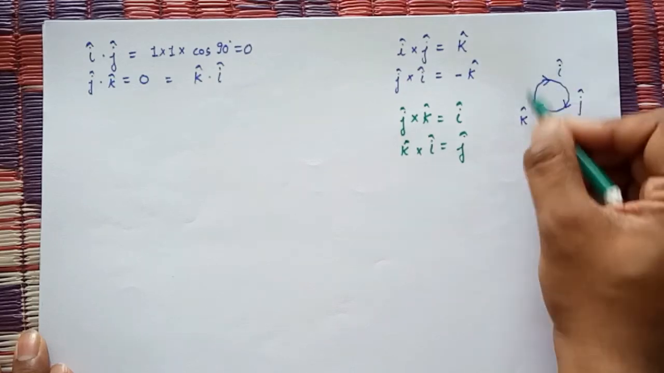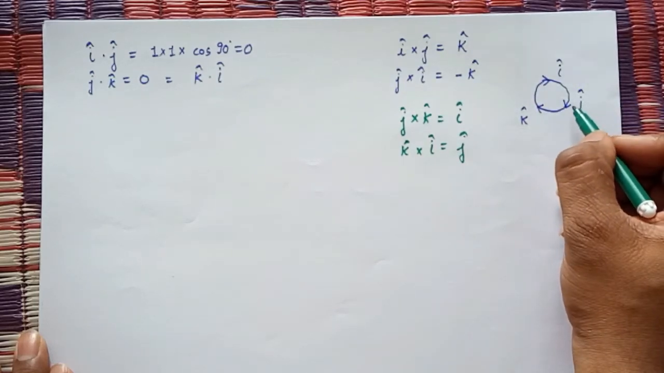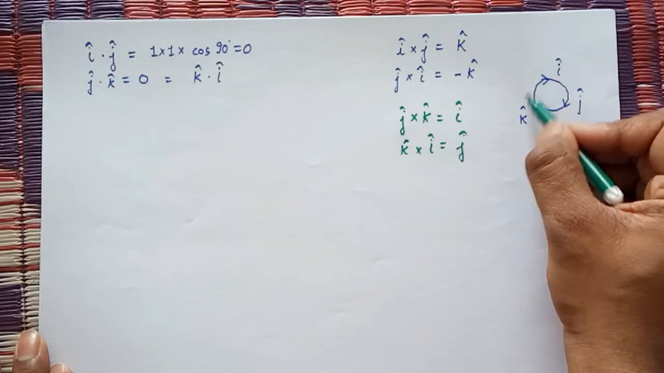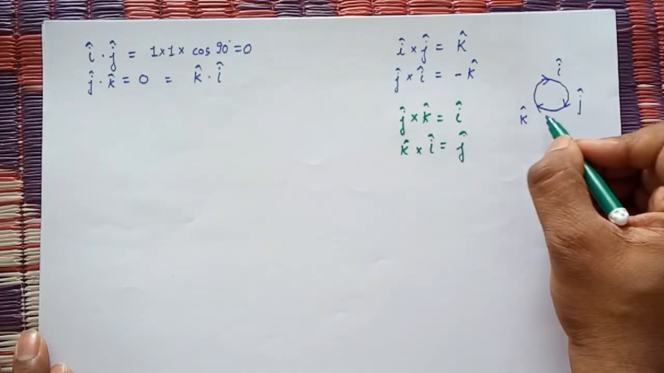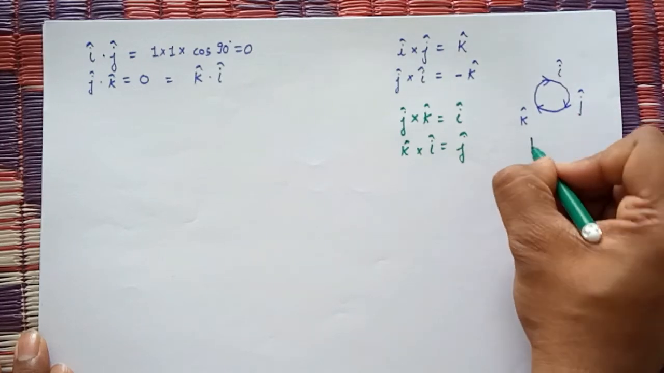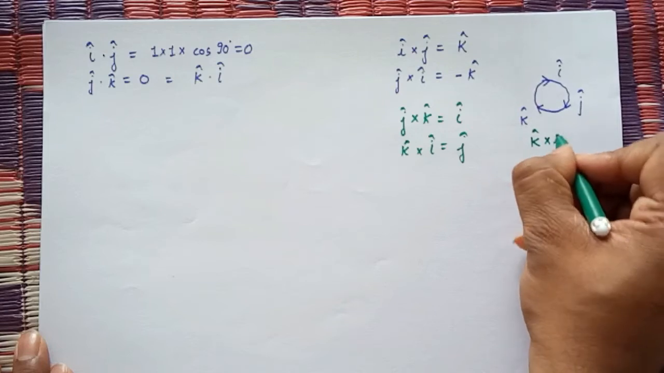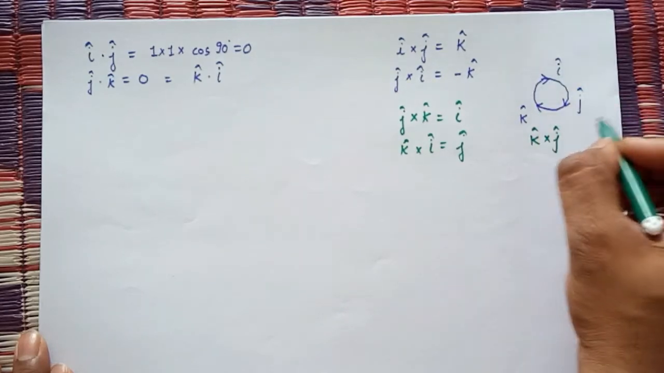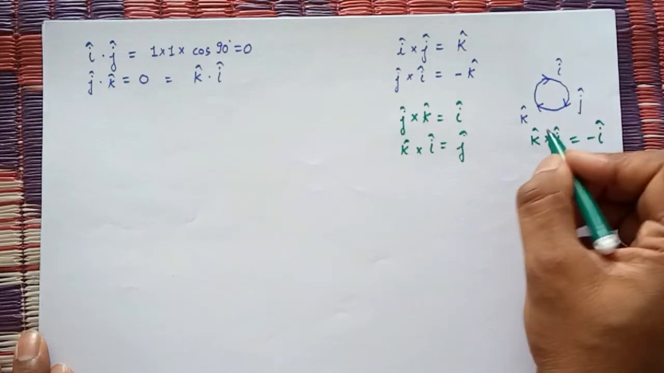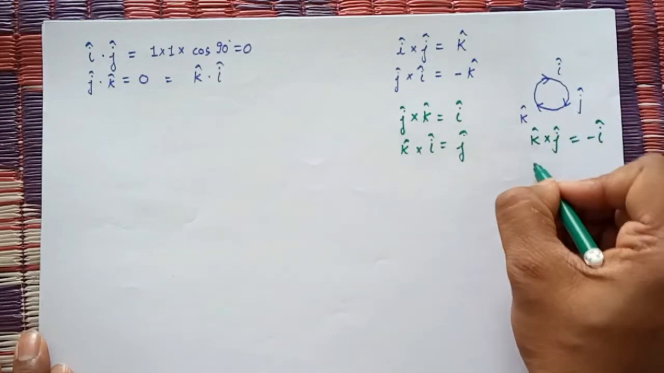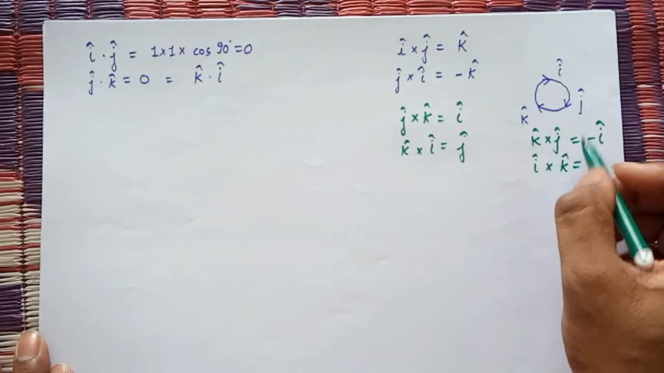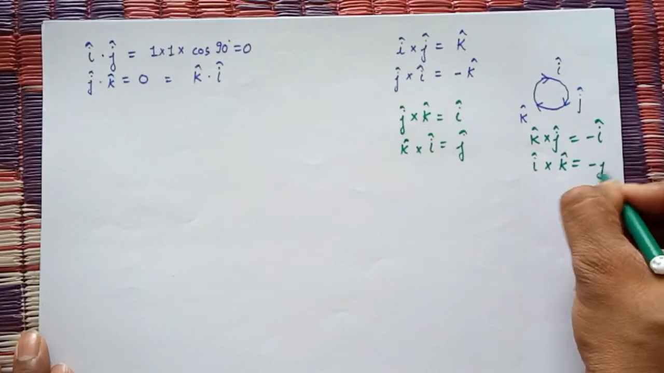But if I go in this direction, means if I want the product of J into I, J cross I, then it will be minus of K. Similarly, if I want the product of K cross J, I am going in the opposite direction, so it will be minus of I. And if I want the product of I cap cross K cap, I am going in the opposite direction, then it will be minus of J cap.